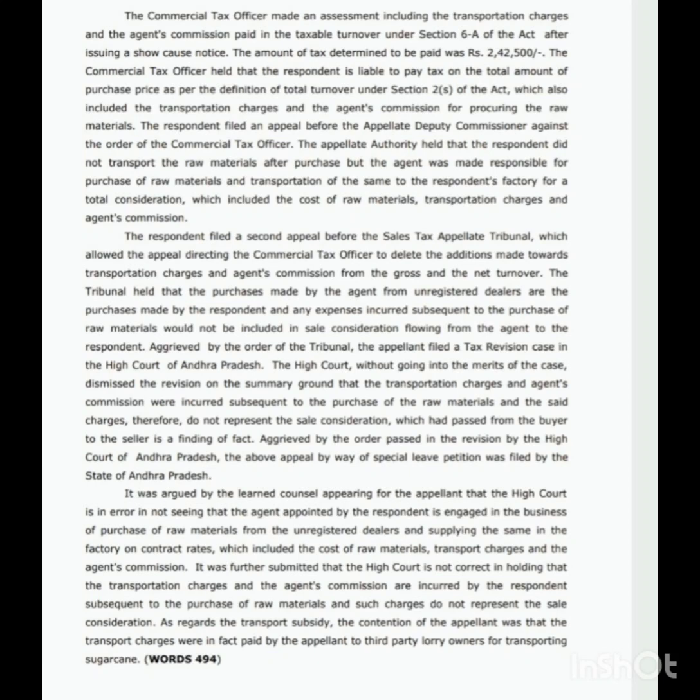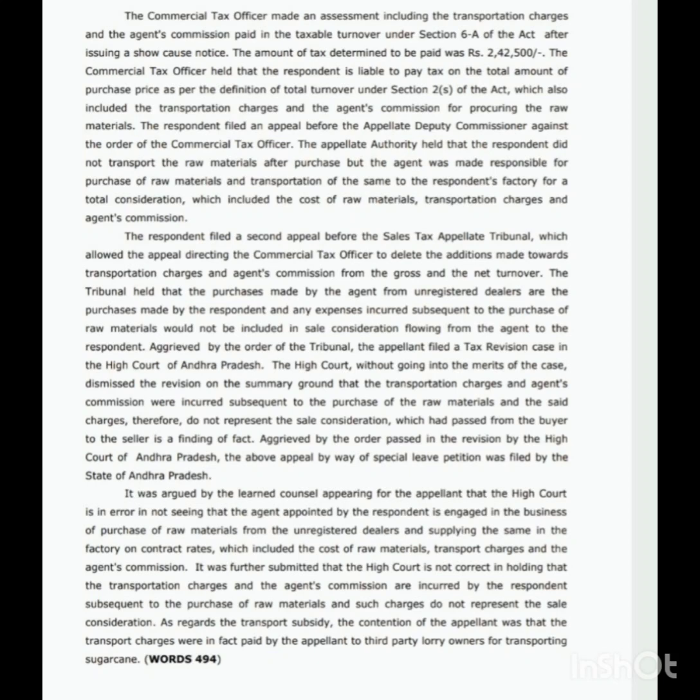The appellate authority held that the respondent did not transport the raw materials after purchase, but the agent was made responsible for purchase of raw materials and transportation of the same to the respondent's factory for a total consideration which included the tax of raw materials, transportation charges, and agent's commission.